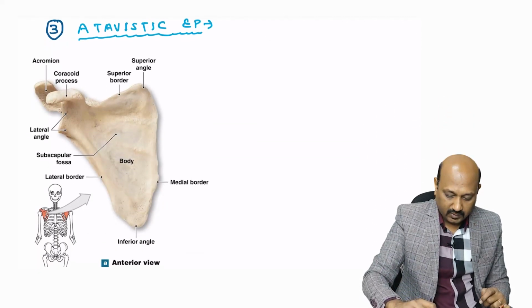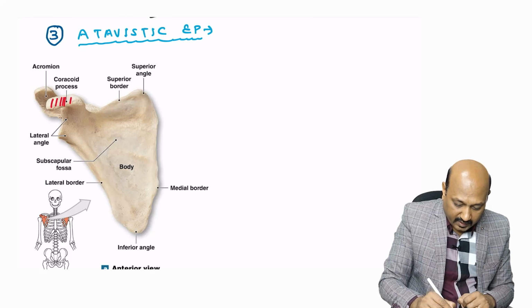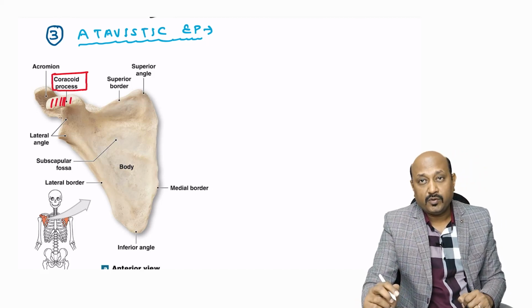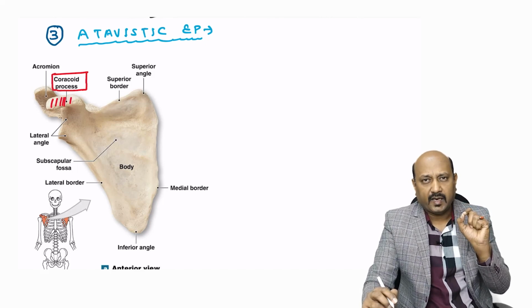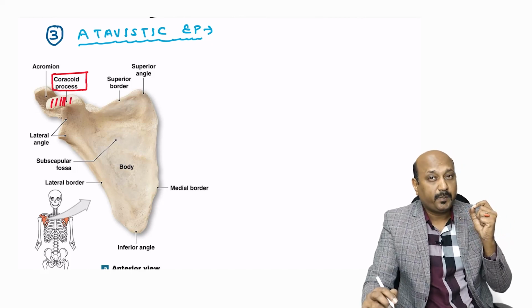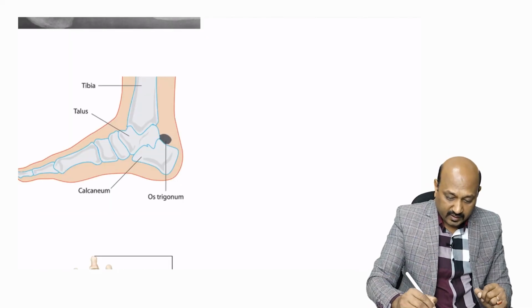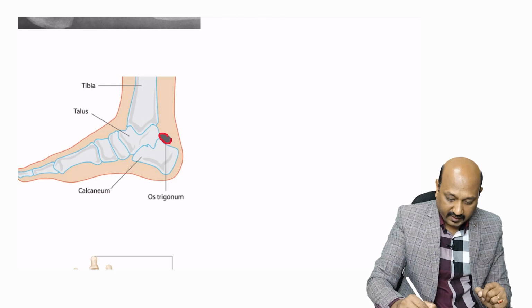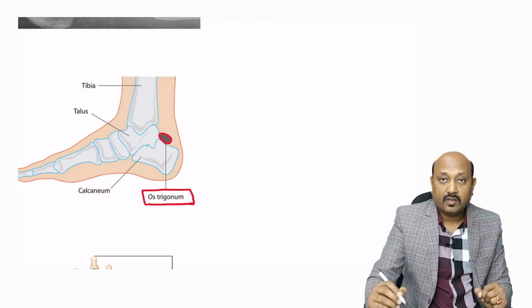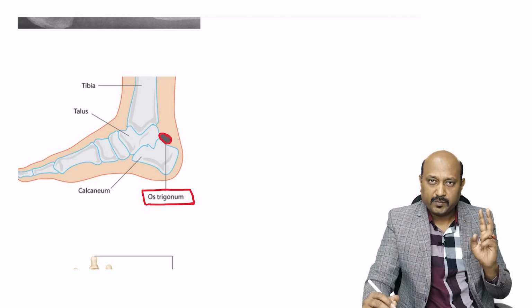So the example is, yes, the coracoid process. If you see the image of the scapula, we can appreciate there is a process known as the coracoid process, and this is an example of the atavistic epiphysis. Another example, in the foot, is the posterior tubercle of the talus. Behind the talus, sometimes if you do an X-ray you accidentally find a small projection present behind the talus, and this projection is known as the os trigonum. So if I show the image, you can see this small projection behind the talus, known as the os trigonum. So there are only two examples in the human: one is the coracoid process of the scapula and the other is the os trigonum. These are the only two examples, so it is to be remembered.